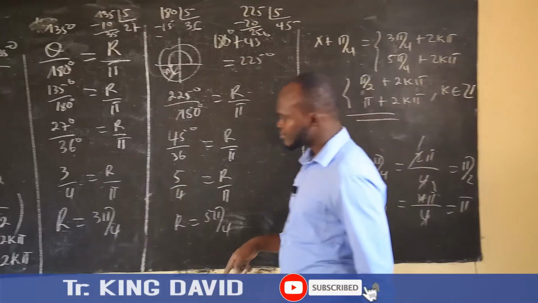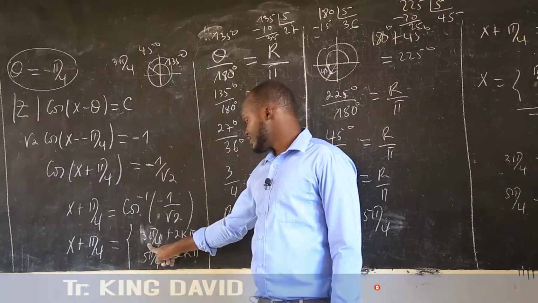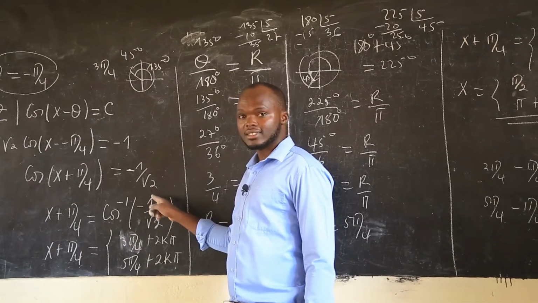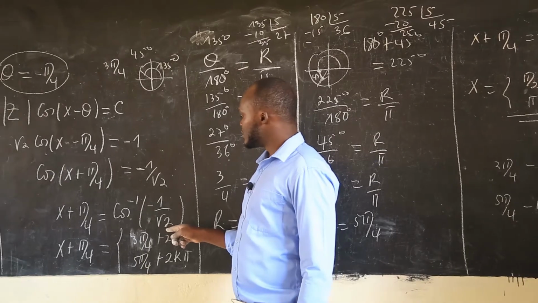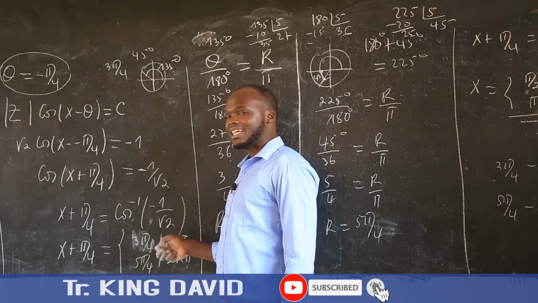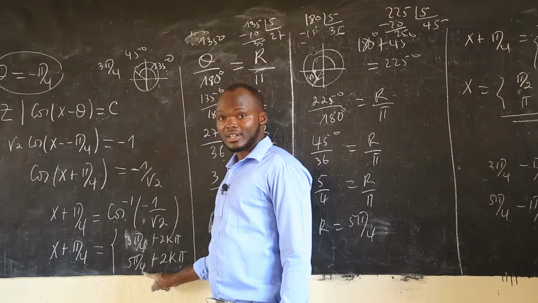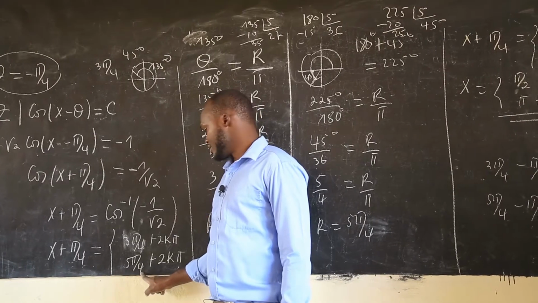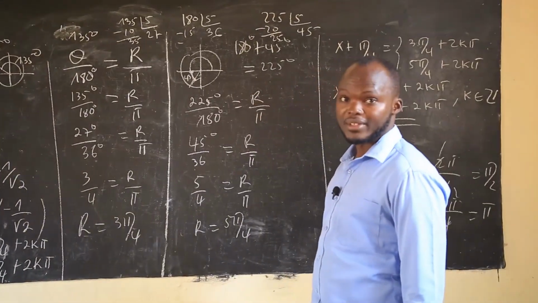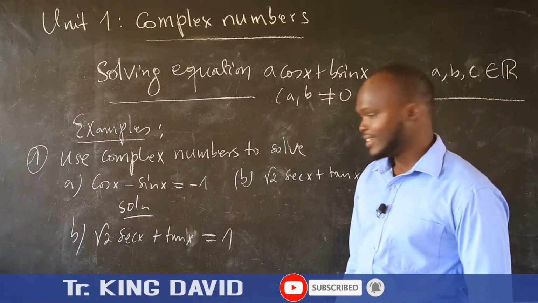So why did I get this value, which is 135? Because cos is negative in the second quadrant and the third quadrant. So cos inverse of 1 over root 2 is 45. But that 45 must be in the second quadrant, which is 135. And also it must be in the third quadrant, which is 225 degrees. So I think you are getting me on number A. Let us try B.